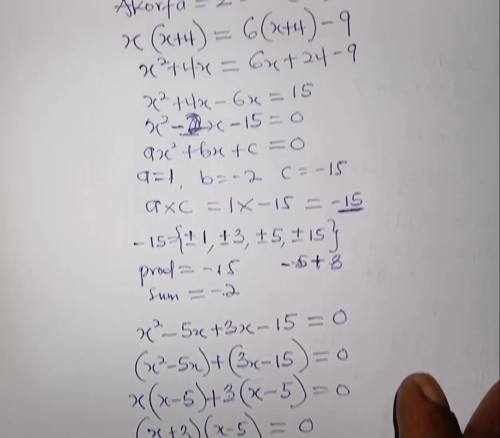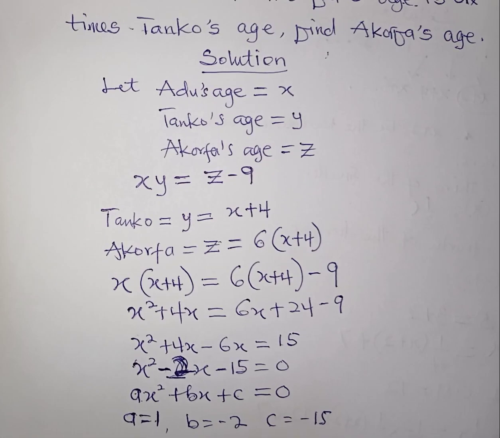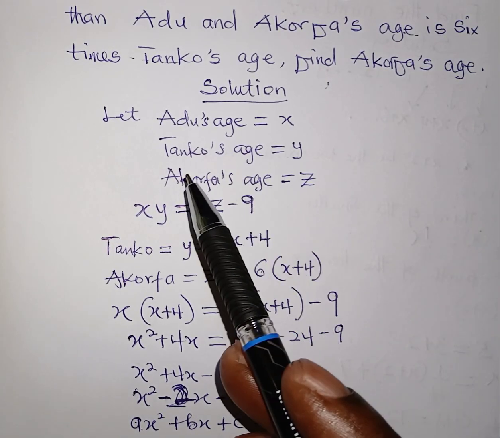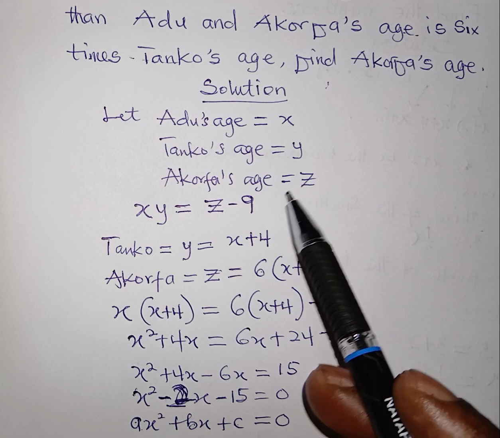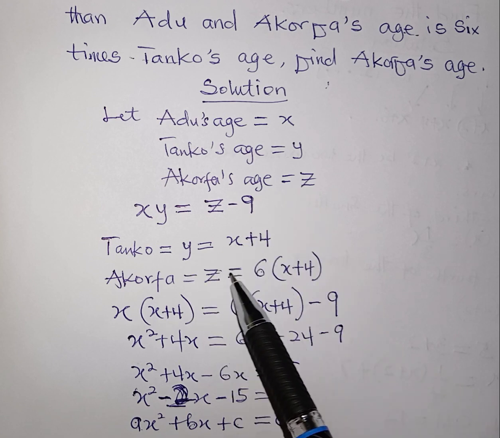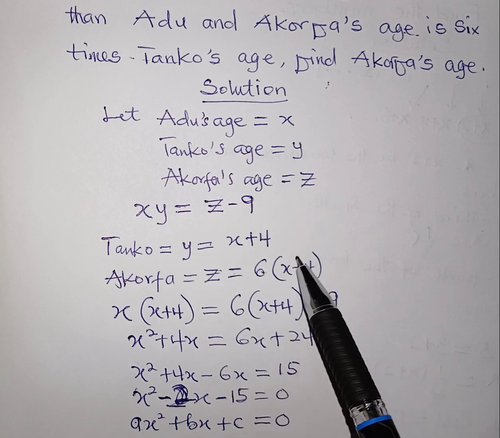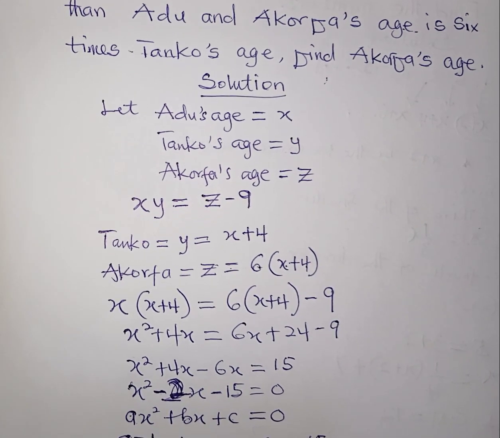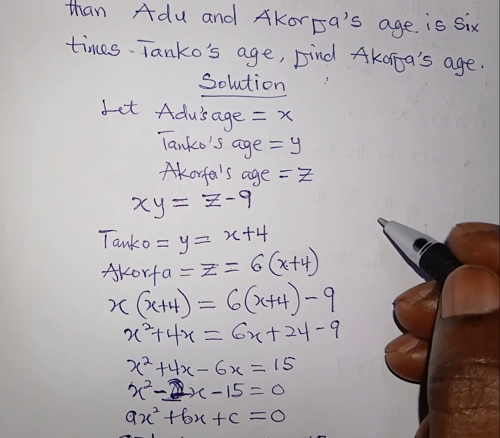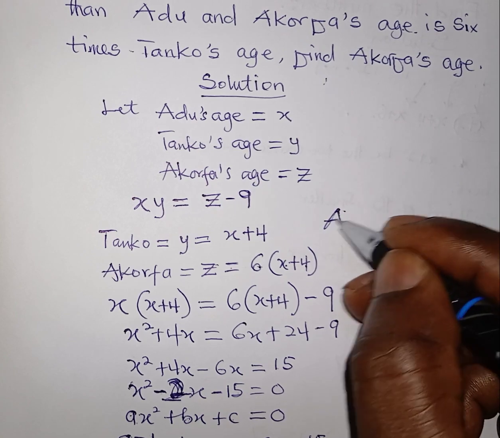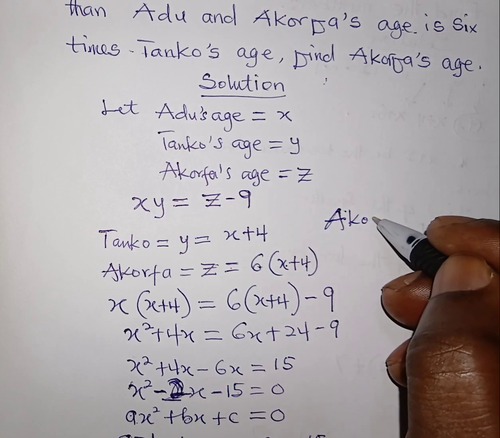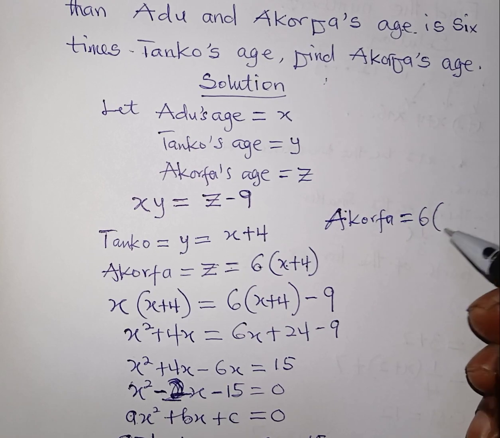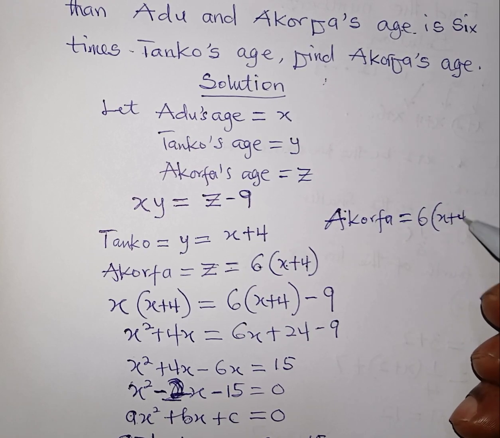that's not what the question asks us. The question said we should what? Find Akufe's age. And what is Akufe's age? Akufe's age is what? Z. But in this case, what is Z? My Z is what? 6 open bracket x plus what? 4. So it means that Akufe's age is what? 6 times (x plus 4).